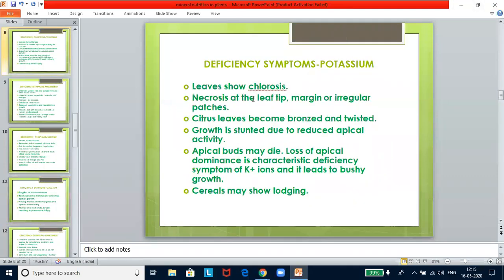So what are the deficiency symptoms? Leaves show chlorosis, necrosis at the leaf tip and margin in irregular patches, and citrus leaves become bronze and twisted. Growth is stunted due to reduced apical activity. So when the apical activity is reduced, the plant can't grow taller. You will only find that they start growing laterally, but there is no primary growth. Apical buds may die. Loss of apical dominance is a characteristic deficiency symptom of K plus ions, and it leads to bushy growth. Cereals may show lodging.